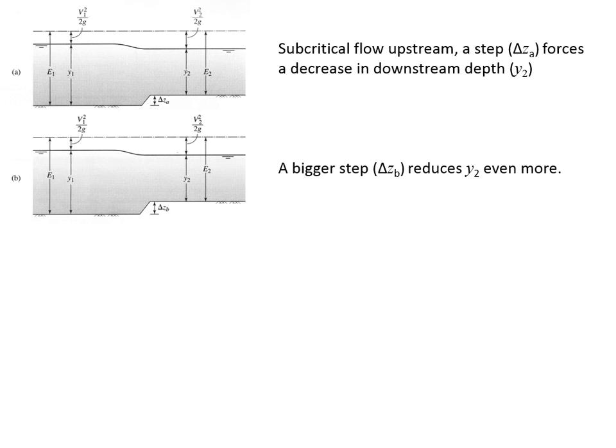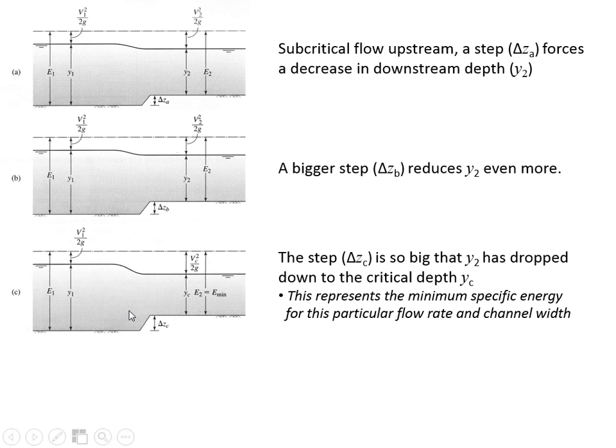So what if we made it a bigger step? Here in condition B, it's still subcritical flow at 1. We just wanted to see how the water is going to respond if we make that step a little bit bigger. So what did the water do? Well, the depth got a little bit shallower. This Y2 got even smaller than the transition before. And now we've gone so far with our critical step, we've made it just so big that now the depth downstream is the critical depth.